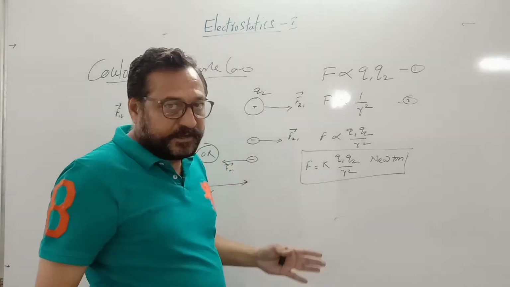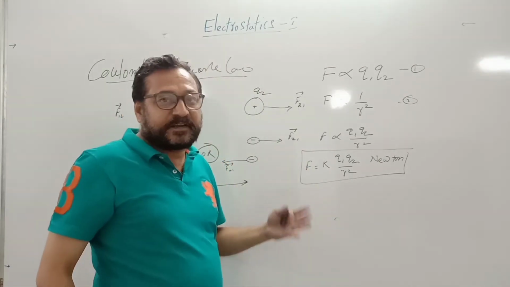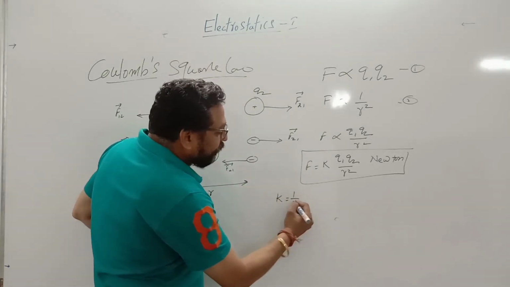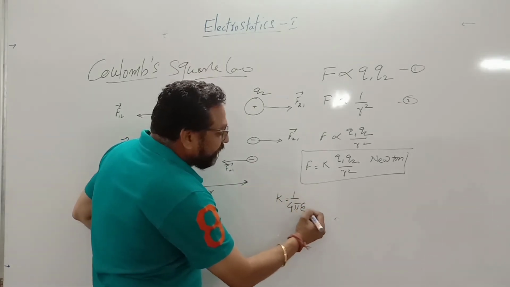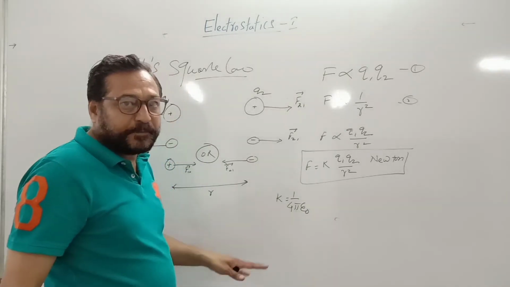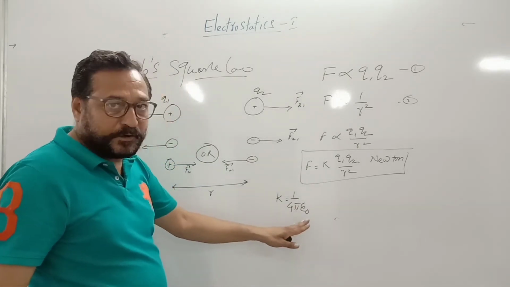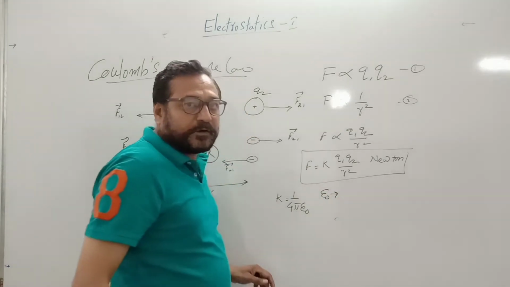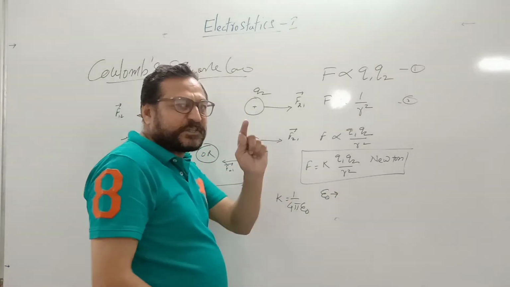But what is K? K is very important. It is the electrostatic constant, and K is 1 upon 4 pi epsilon naught. Epsilon naught is called the permittivity of free space.